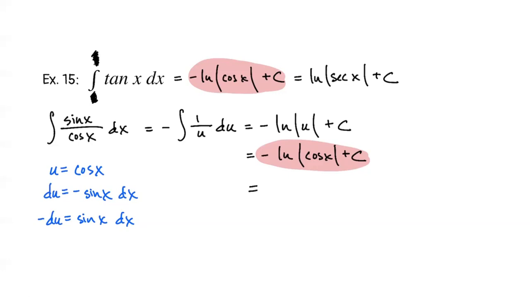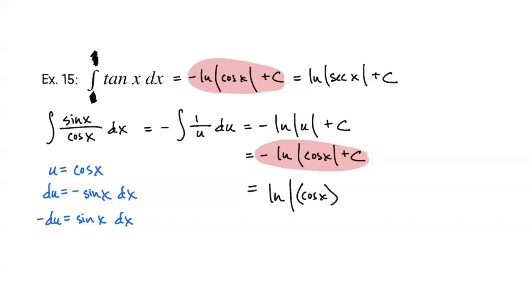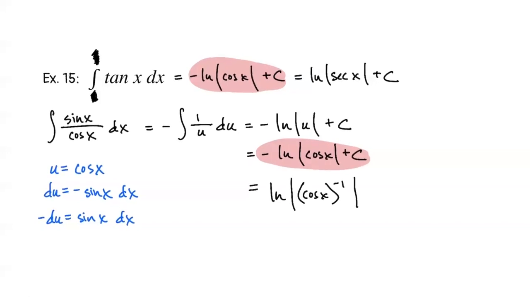And so we're going to use some log properties now to prove to ourselves that these are the same. In particular, there's a property of logs that says that the coefficient can be bumped up as an exponent. And so we have natural log of cosine x to a -1 power. All right.